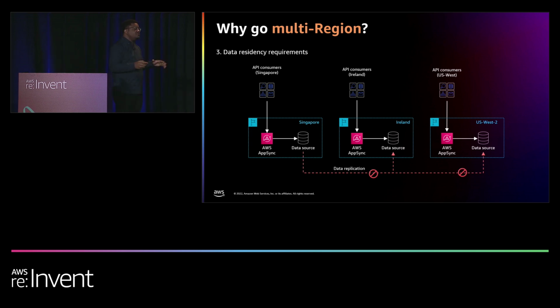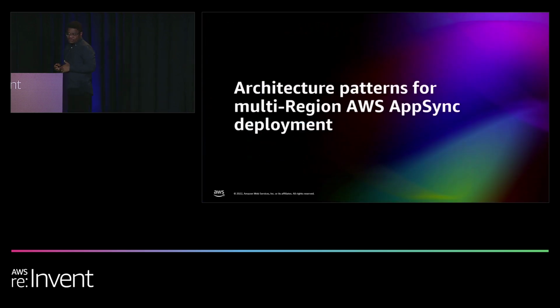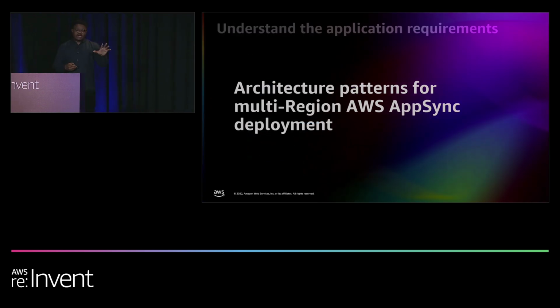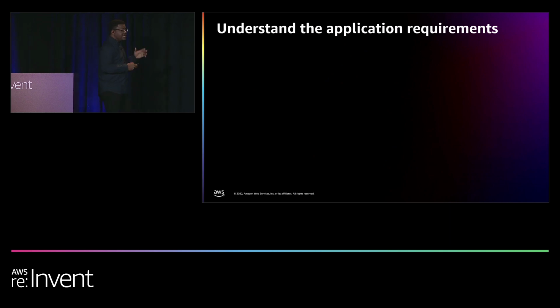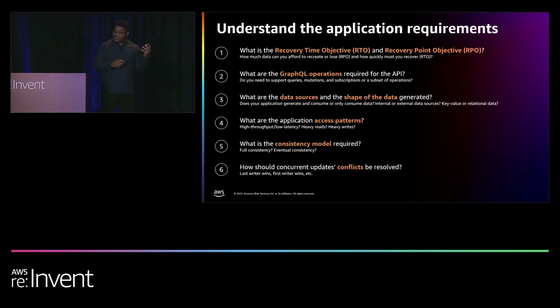So if you have any of these use cases, how can you go about then deploying AppSync in a multi-region architecture? So the first thing I would recommend you all to do is to think about what is the application requirement you have. So every application is different. I need to understand the application requirement for your particular application. So these are some of the things you need to think about, but I'll pick on some of them.